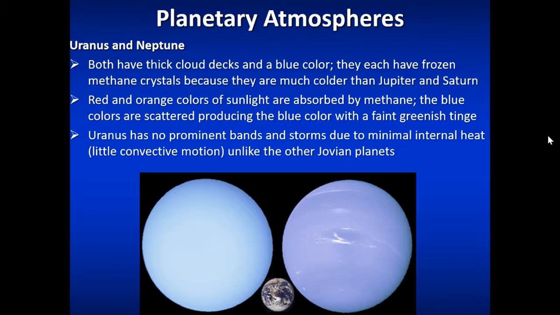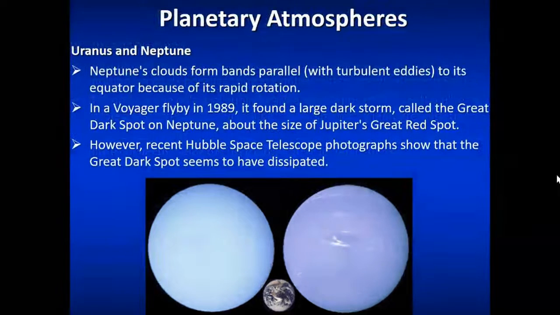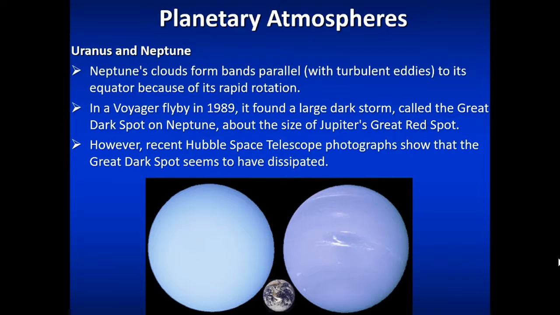However, we have seen bands on Neptune, and even Voyager, as it passed by in 1989, caught on camera a large dark storm we called the Great Dark Spot. But since then, we haven't found that dark spot on the surface of Neptune when we look at photos from the Hubble telescope pointing at Neptune. But it definitely rotates quickly and has turbulent bands of swirling wind.